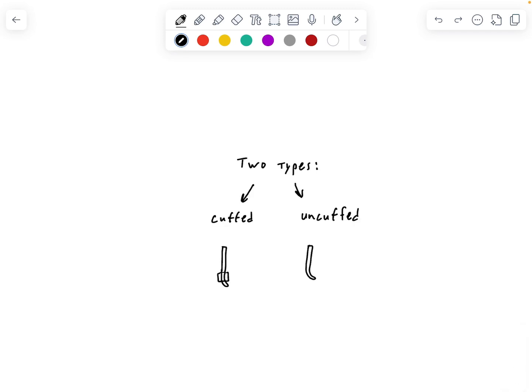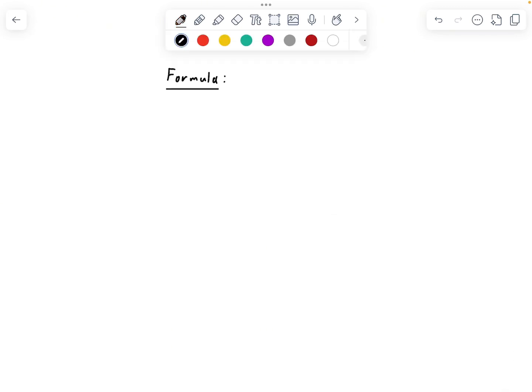So one of the important things to know when it comes to endotracheal tubes with pediatric patients is that there's two types of ET tubes that you can use. And I've written them out here, right? So you have cuffed and uncuffed. Now, for the sake of this lecture, and in practice, it is much more important that you understand the size of the cuffed endotracheal tube. All right. So let's go ahead and get started on our formula.